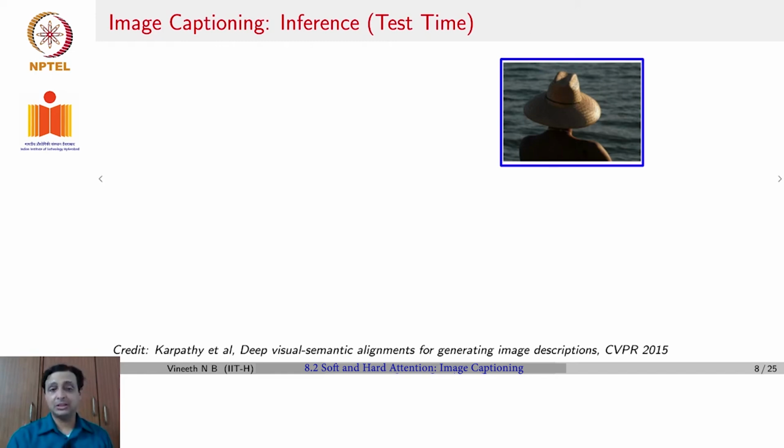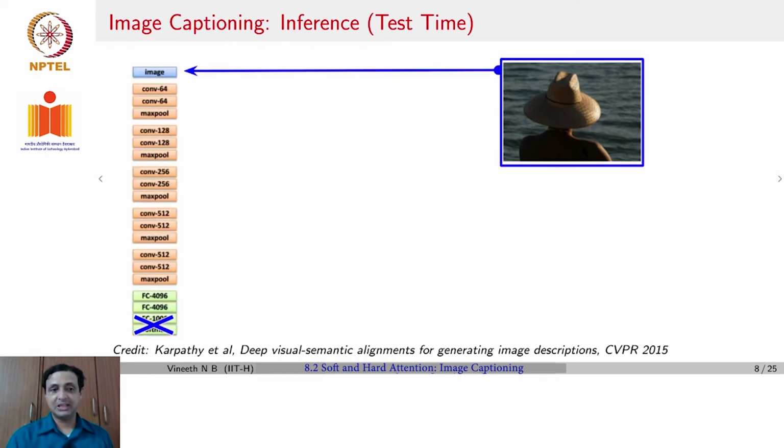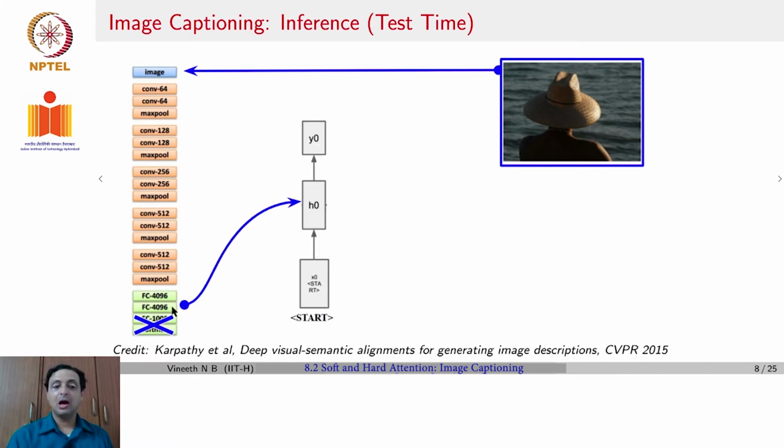Given a different image, this image is given as input to the CNN, and the CNN's FC7 representation is given as input to an RNN along with a start token.